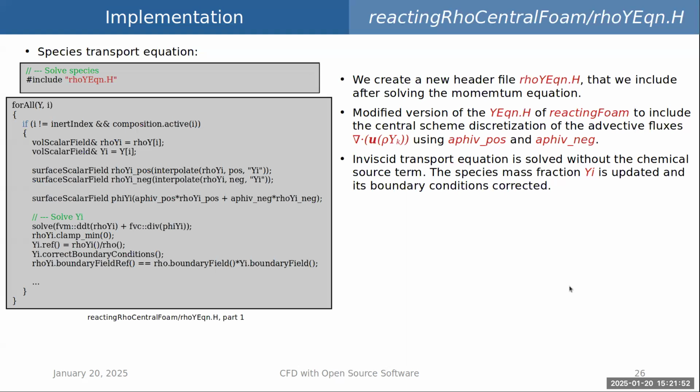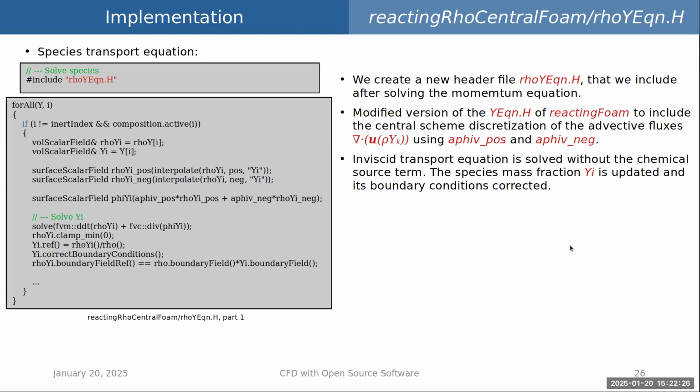So to solve the reacting species transport equation, I created a new header file, oyeqn.h, included after solving the momentum equation. That's a modified version of the YEqn.h from reactingFoam with the convective fluxes that are adapted using the same procedure as in rhoCentralFoam for the other fields. What we do first, we solve the inviscid transport equation. We do it without the diffusive term and chemical source term. That's what's done here in this line.